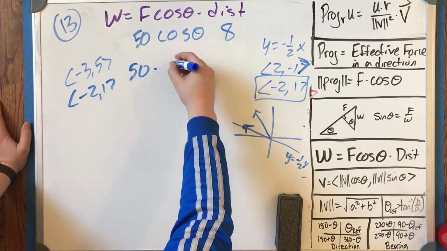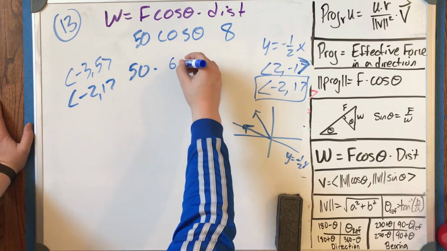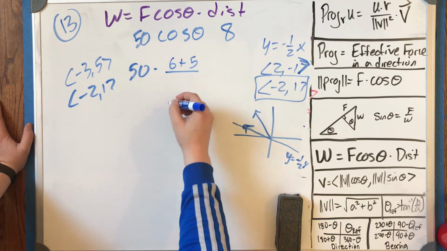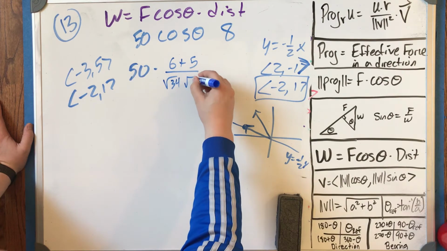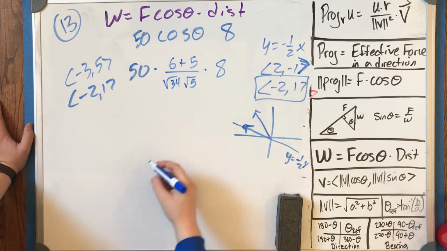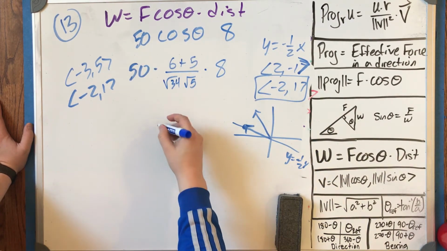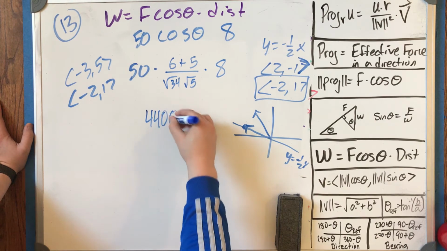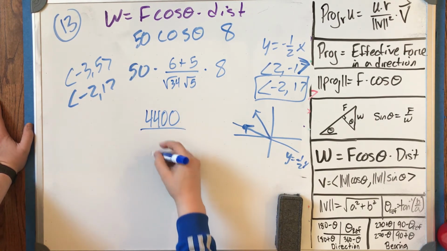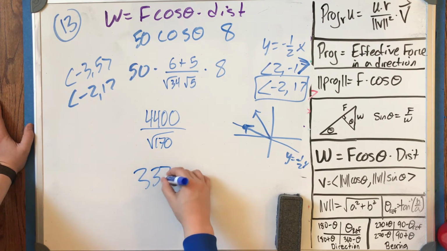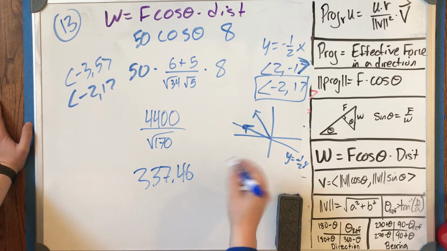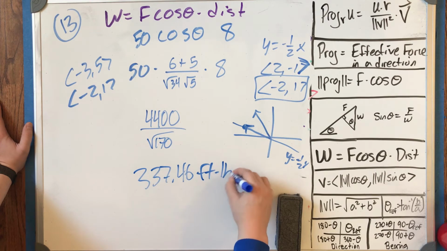Alright, dot product. I'm going to get 6 plus 5 over square root of 34 times the square root of 5 times 8. Do all this lovely math together. I think I get 4400. Isn't that the name of a TV show? And 170, which is 337.46 something or other foot-pounds.